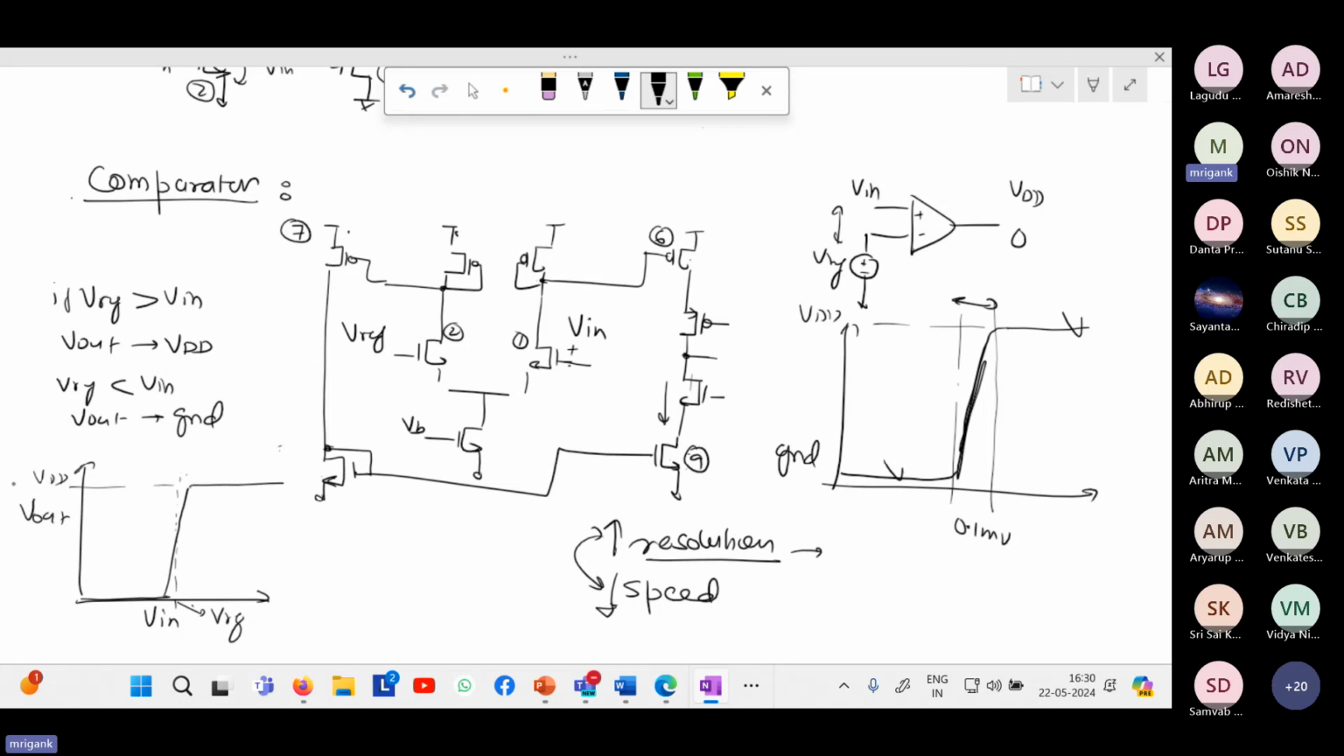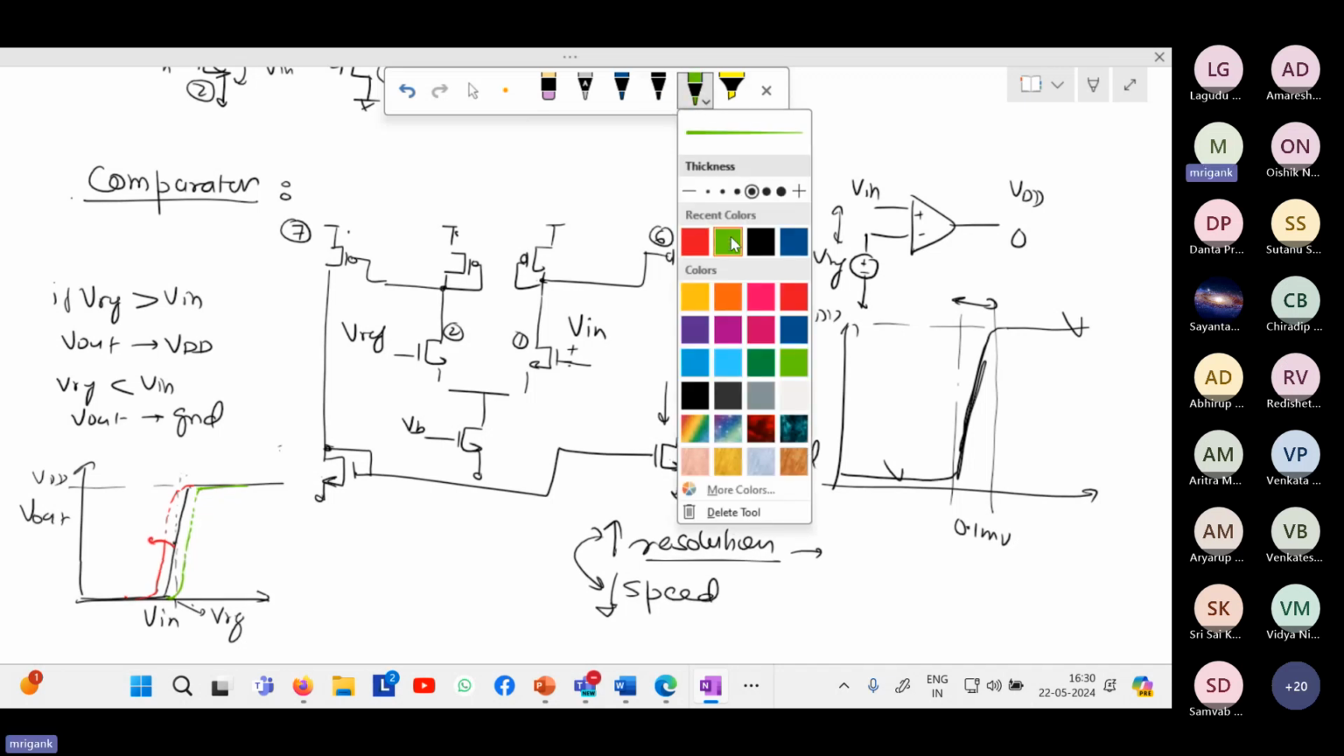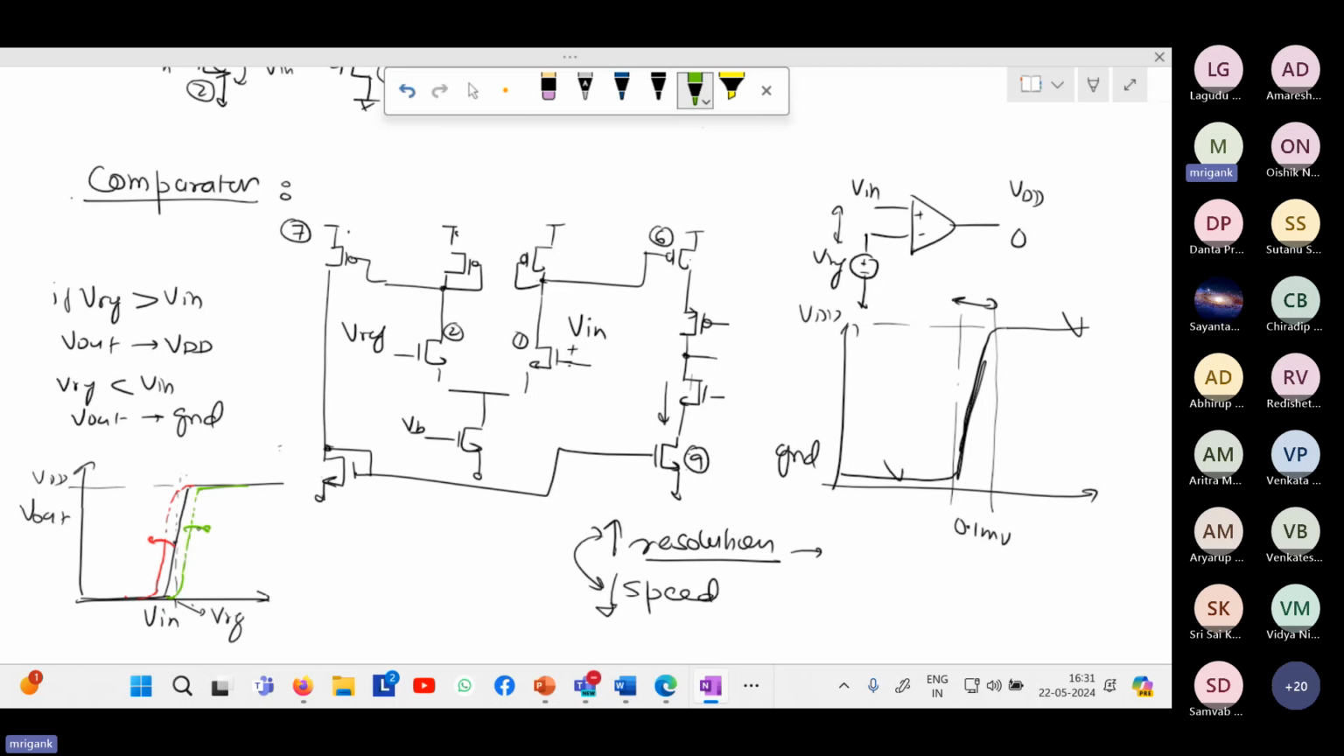But if you have an offset, depending on the negative offset or positive offset, it will shift either this way or that way. So depending upon positive or negative offset, the whole characteristics will shift. Resolution can still be high, but if the mismatch is there in the comparator, with respect to the VREF that you are applying, the transition point will be shifted either left or right.